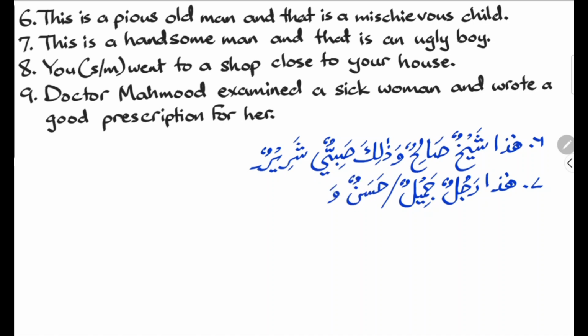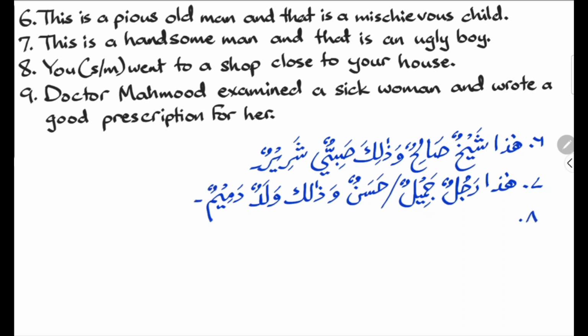And that, ذلك, an ugly boy. Boy in Arabic is waladun, is going to come first because that's the mawsuf. And then you bring the sifa or the adjective, which is ugly. Waladun damimun. Damimun is ugly in Arabic. هذا رجل جميل or حسن وذلك ولد دميم.